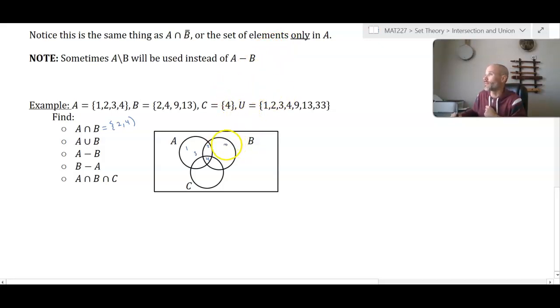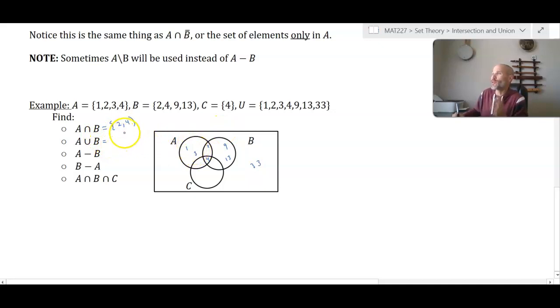And inside of B, we also have the elements 9 and 13. And then if you look at the universe, we've accounted for 1, 2, 3, 4, 9, 13, and then we have this element 33. That element 33 is not in any of these other sets, so we could just place it outside of those circles arbitrarily somewhere. Okay, this is just to visualize it. We don't have to draw the Venn diagram for this, but it just makes it a little bit easier to see.